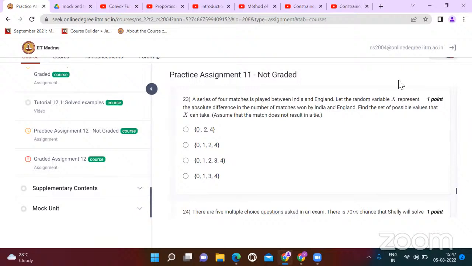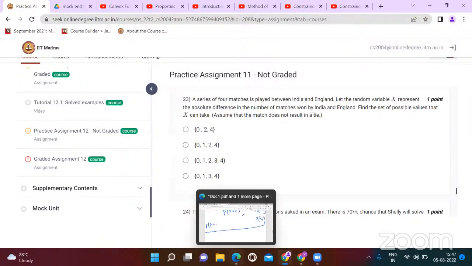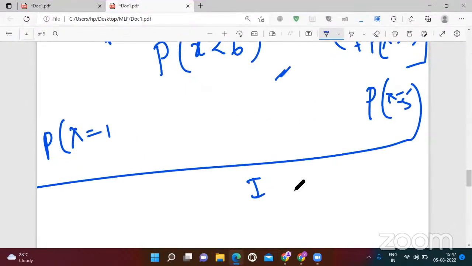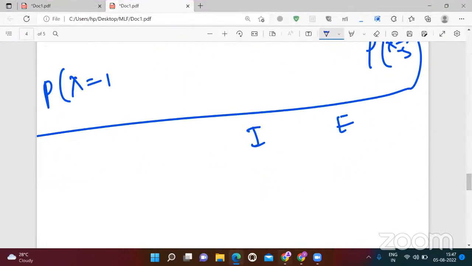Yeah, so it is a series of 4 matches being played between India and England. Let the random variable X represent the absolute difference between the number of matches won by India and England. So India and England played some matches. What is the number of matches they have played? They have played 4 matches. Okay, so a 4 match series is there. Maybe India can win 1 and England 3. India can win 2 and England 2.